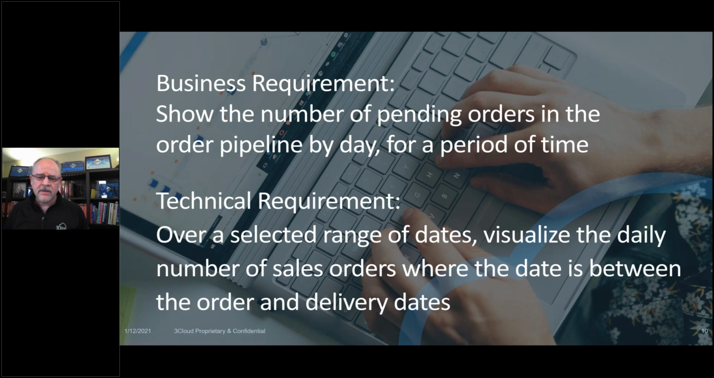All right, here's the technical translation of that requirement. Over a selected range of dates, visualize the daily number of sales. So by day, for a specific day, I want to see the number of sales orders where that date on the chart is between the order date and the delivery date. And I'll also add that if the order has not yet been delivered, which means it doesn't have a delivery date, we also want to count that, because that's also a pending order.